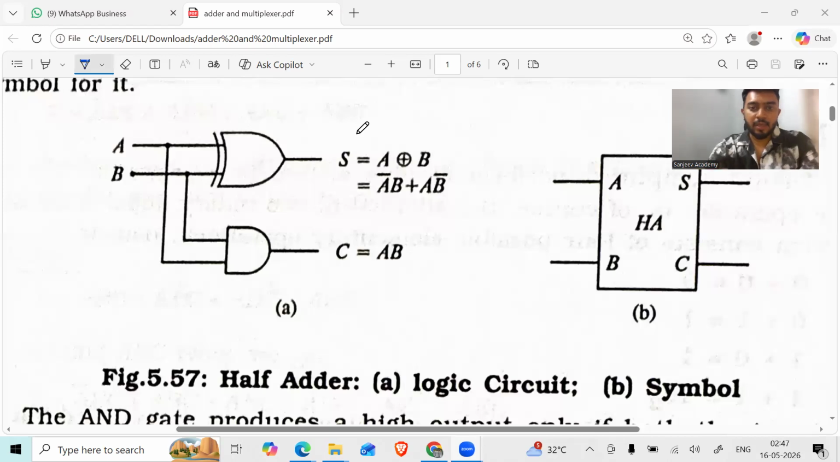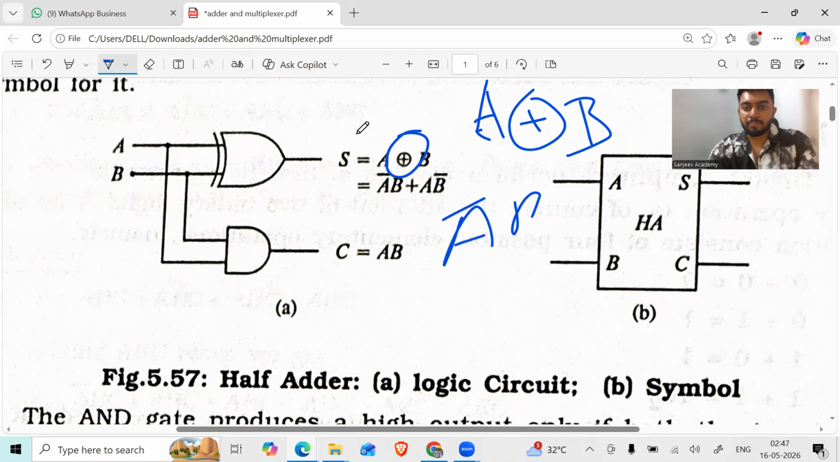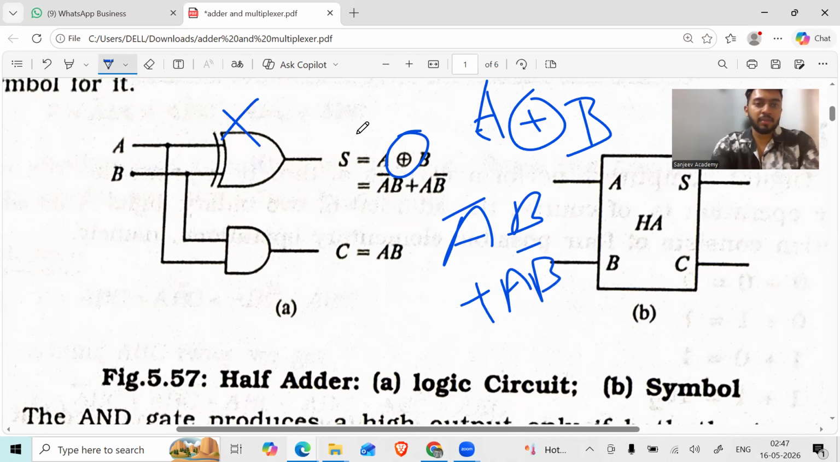So, coming to the half adder, A exclusive-OR B, the symbol, meaning is A bar B plus A B bar. So this is my XOR gate, and this is my AND gate.